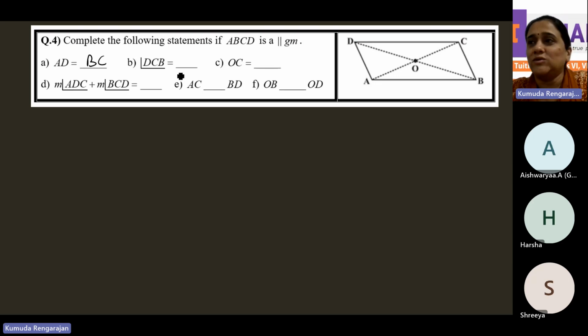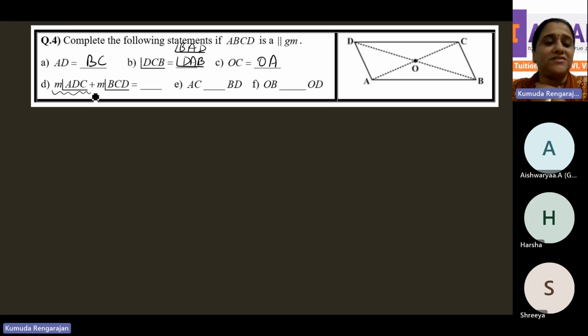Angle DCB is equal to? DAB, very good. Angle DCB is equal to DAB, or how else can you name that angle? Angle BAD. It's also called angle BAD. Very good. Online students, OC is equal to? OA. AO. Correct.